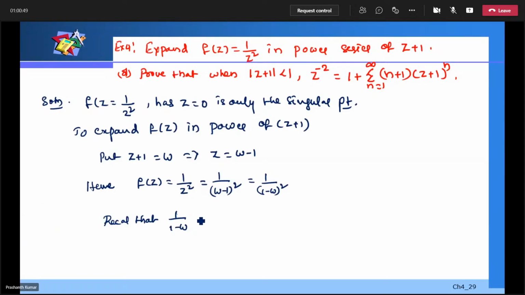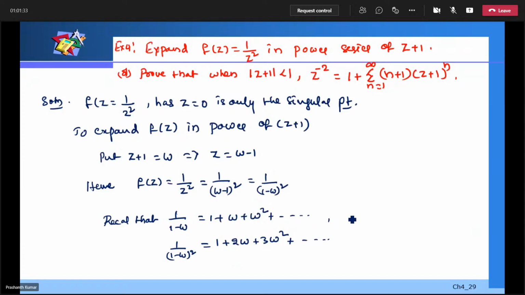1 minus w expansion is 1 plus w square plus and so on. So here, 1 by 1 minus w whole square, you will get 1 plus 2w plus 3w square plus and so on. This is the way it will go if a square is there, okay. So this is the expansion I am considering for this one.